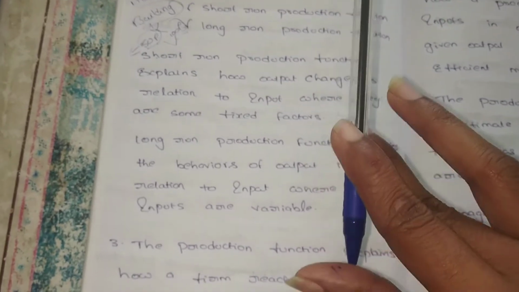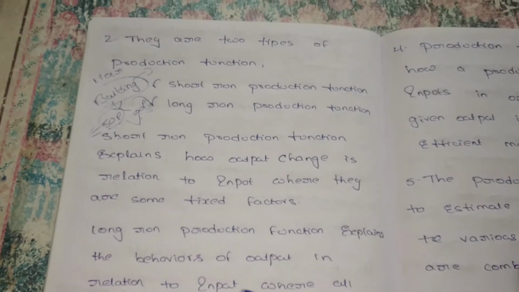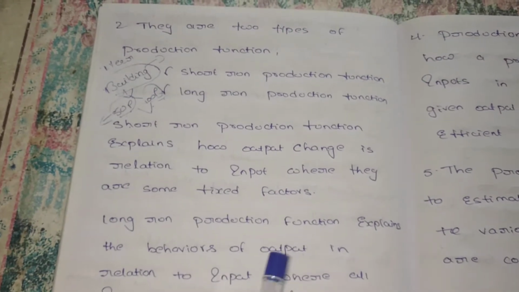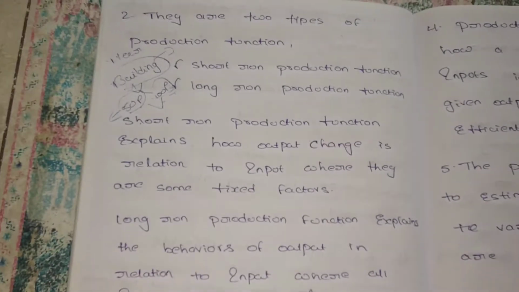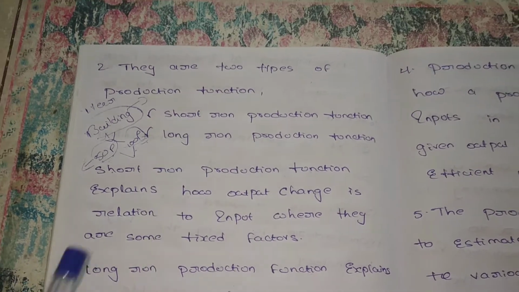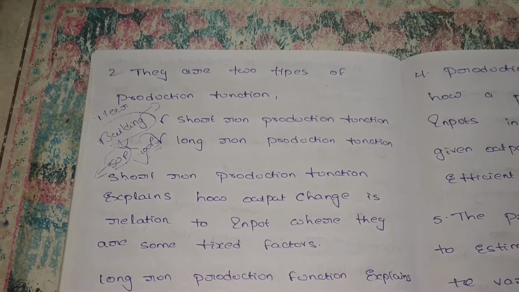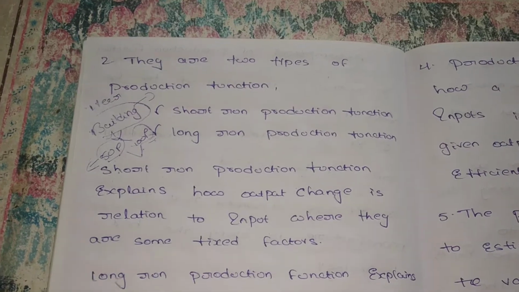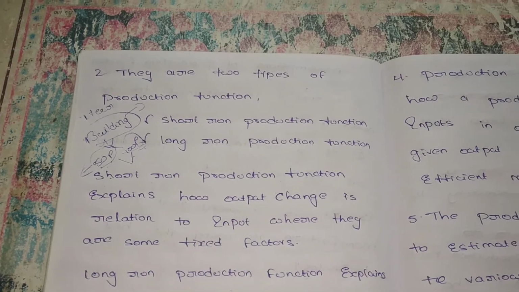So we can say in short run production function, some inputs are fixed, some inputs are variable. But in long run production function all inputs are variable. I hope you understand. There are two types of production function, that is short run production function and long run production function. In short run production function, if there is any variation in inputs, compulsorily there is a variation in output. But in short run production function, some inputs are fixed, some are variable. What are the fixed? Building rent, transport, insurance charges; these are fixed.